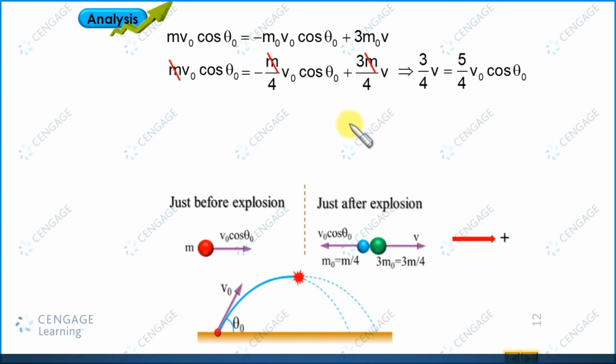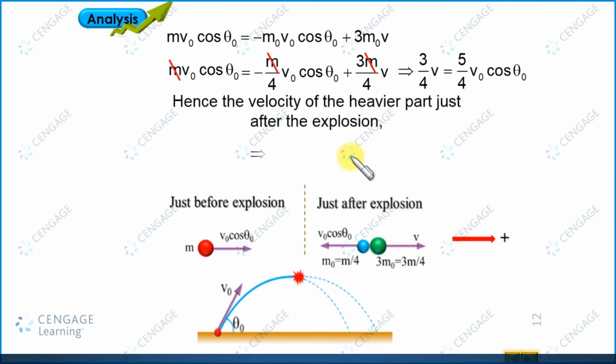Okay. Now we can get the value of v from this equation. So let us write the value of the velocity of the heavier particle just after explosion is 5/3 v naught cos theta naught. This is the required value.